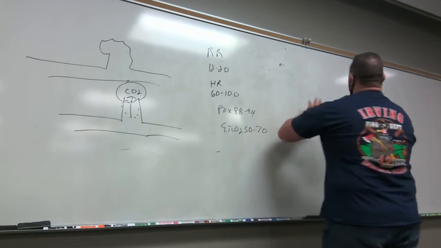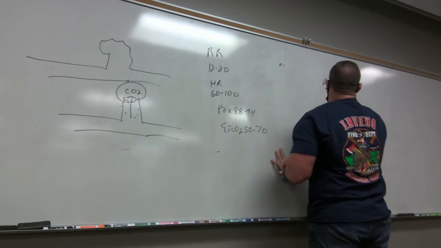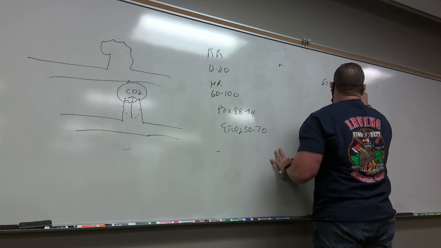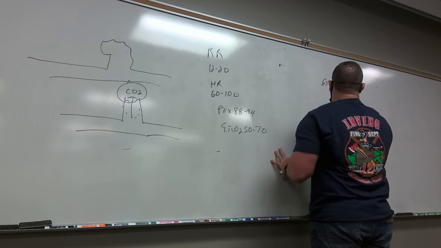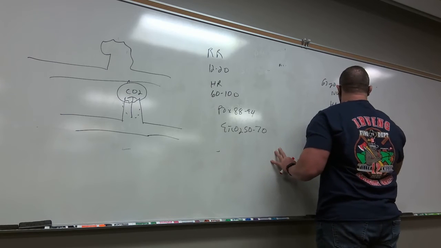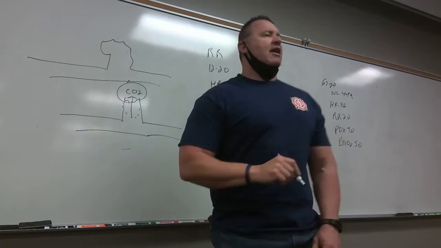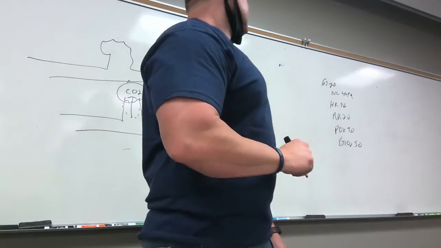What if I gave you a 62-year-old female, she's on a nasal cannula, 4 liters per minute, heart rate 96, respirations 20, pulse ox 90, end tidal CO2 50. Is that normal for her or not? Probably not. That was a little high.